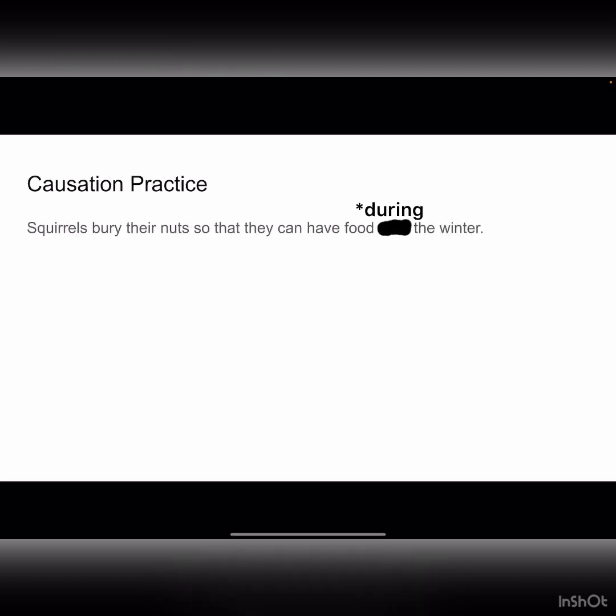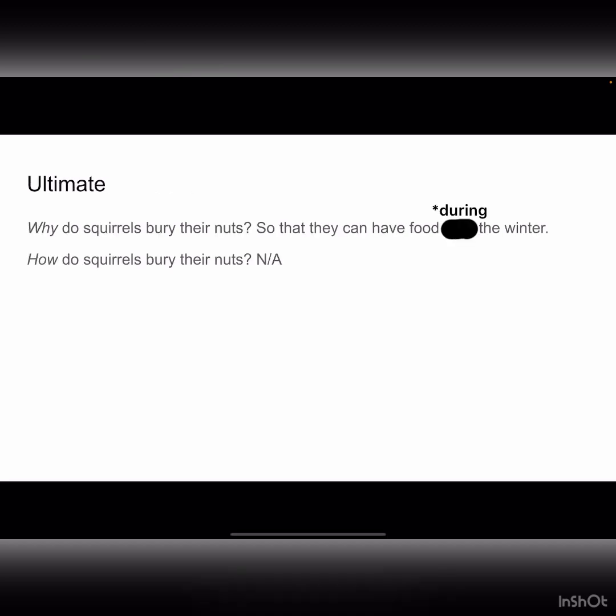Squirrels bury their nuts so that they can have food after the winter. Is this proximate or ultimate? I'll give you a few seconds to think it through. Ready? It's ultimate. Why does a squirrel bury its nuts? So that it can have food in the winter. How does a squirrel bury its nuts? Probably with its paws, but the statement doesn't really tell us, so we can't answer that question.